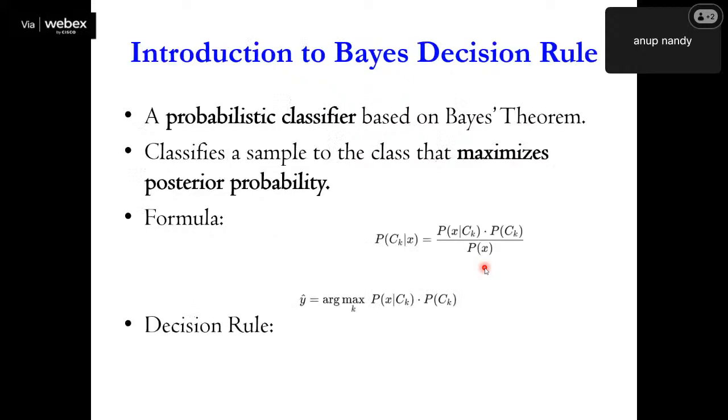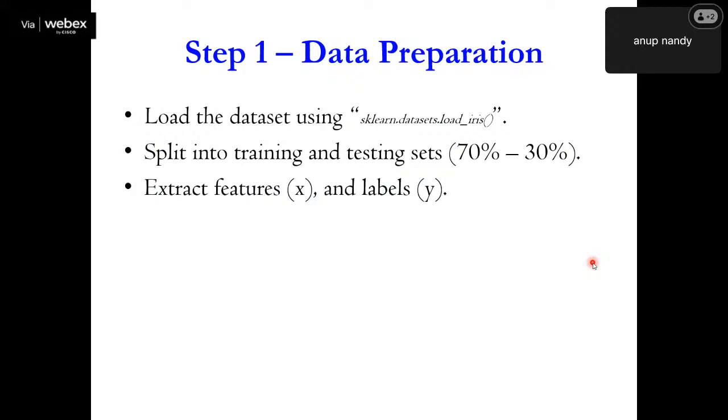The Bayes decision rule, whatever I have discussed, is a probabilistic classifier. By Bayes theorem, you classify a sample to the class that maximizes the posterior probability. You can simply apply this formula and find which class has the maximum value: argmax of P of X given Ci times Pi. This is the decision rule that you can apply. You load the data using sklearn.datasets.load_iris, then split the dataset into 70 percent training and 30 percent testing, or 80 and 20, no problem. You extract the features X and the labels Y.